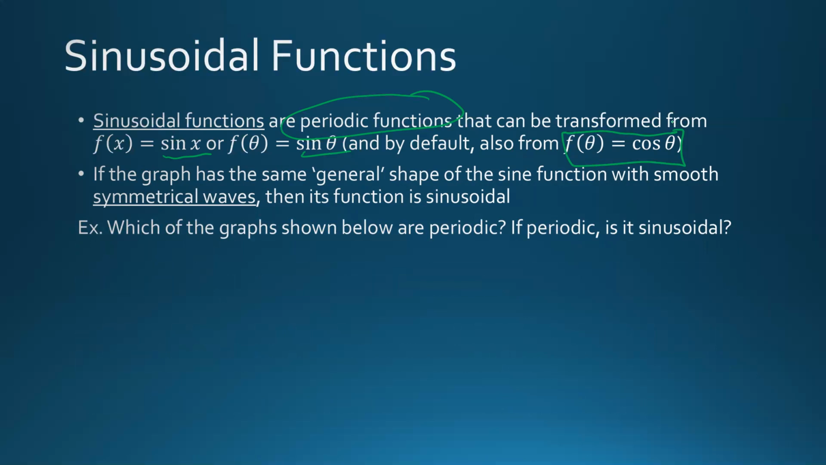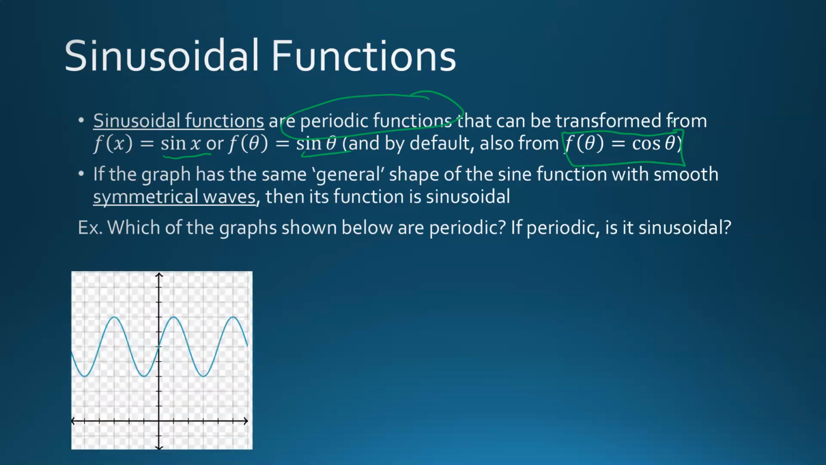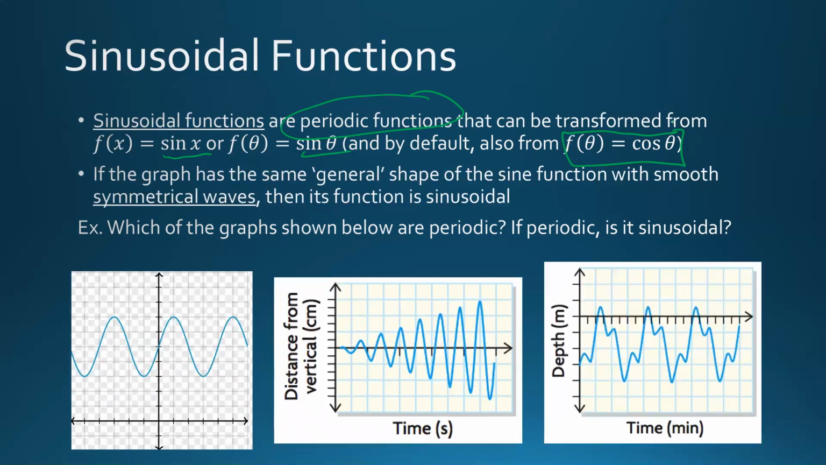So really important that you understand, you cannot have a graph that is sinusoidal, but it's not periodic. And if it is periodic, then you have to further check, is it sinusoidal or not? So by default, if it's not periodic, then it's not going to be sinusoidal either, right? So you first have to check, is it periodic? And if it is periodic, is it sinusoidal? So let's look at the first one.